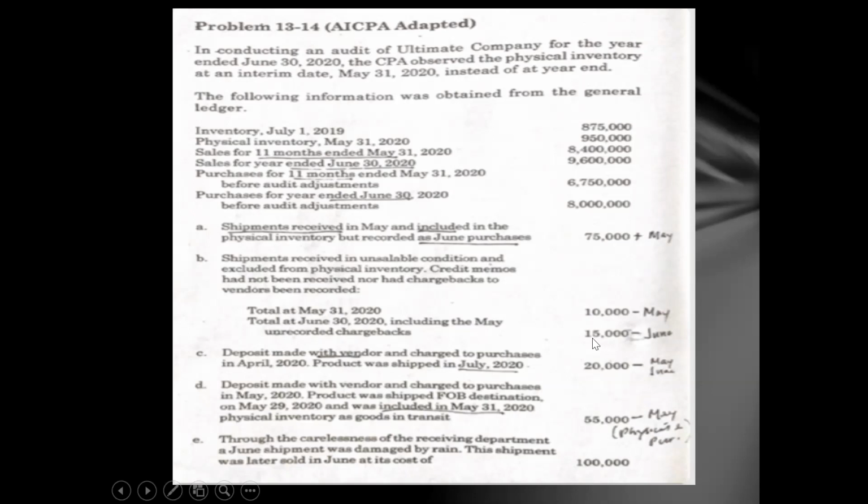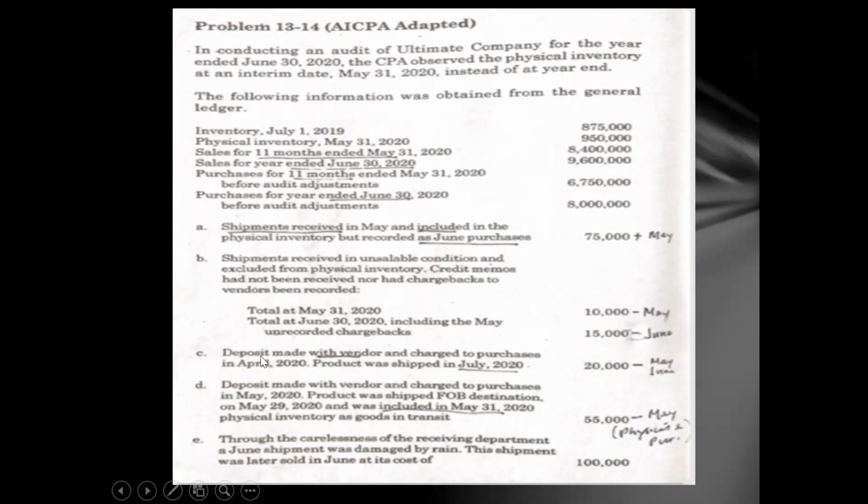So your adjustment should be to deduct from May purchases, and deduct the whole amount that includes the May, because June is already the year end. But if it is only for the month of June, then only 5 must be deducted. But take note, our data is for the year ended, and your June ending must include the May. So it's okay that you are going to deduct the whole 15 from June.